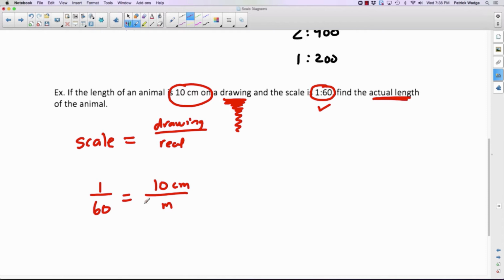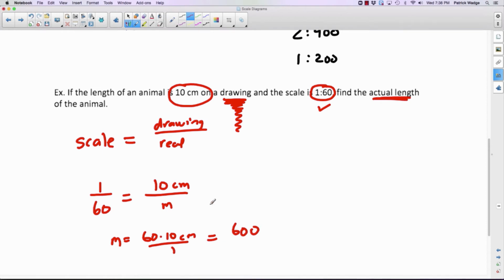So we're going to cross multiply here. I'm going to go 60 times 10 and divide it by 1. Well, dividing by 1 does nothing. So really all I have to do is 60 times 10 centimeters. I'll put the divide by 1. And if I do that, 60 times 10 is 600. Divide by 1 is still 600.